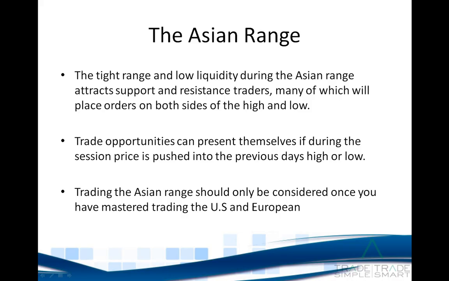Okay, so in regards to the Asian range, we've also learned that the tight range and low liquidity that occurs during the Asian range attracts support and resistance traders, many of which will place orders on both sides of the high and the low. And we've seen many examples of the breakout opportunities and also the obvious stop loss placement areas that occur during this tight range, which happens at the beginning of the trading day. And smart money will watch these areas so they can induce traders into the wrong side of the market, set off stops, and also absorb the orders of those breakout traders.